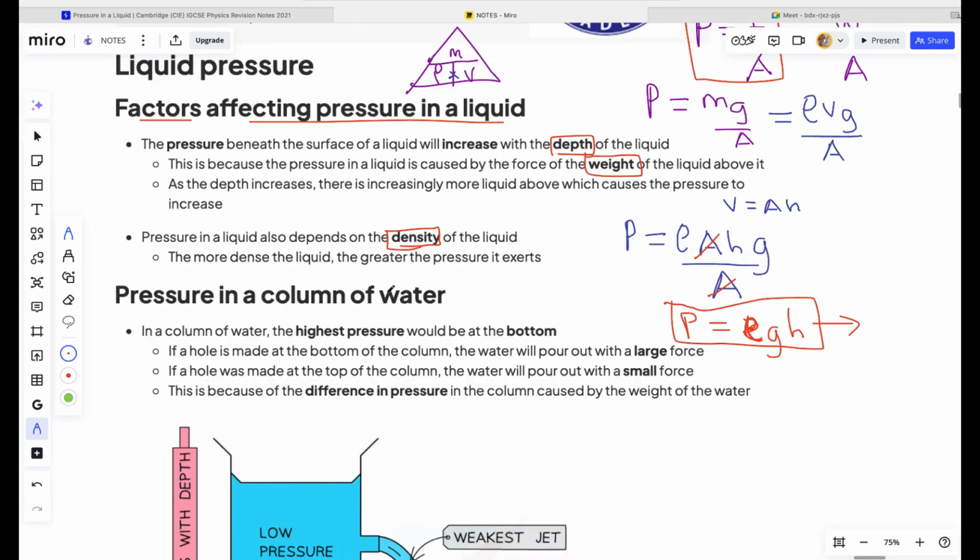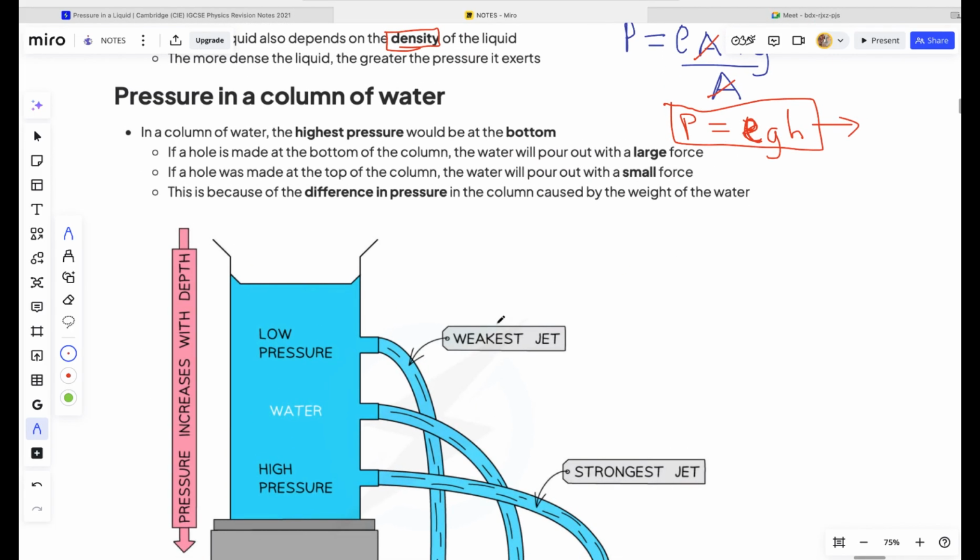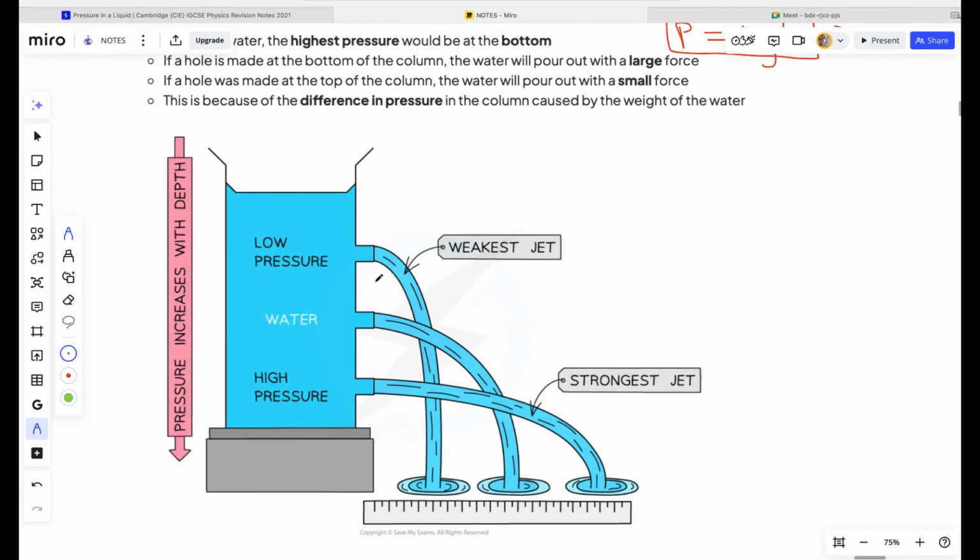Before we go back to pressure in a column of water, I think we do this one. This one is quickly just itemizing or showing what we've said. If you take a look at this container, we have taps at the top, at the medium, and close to the bottom.